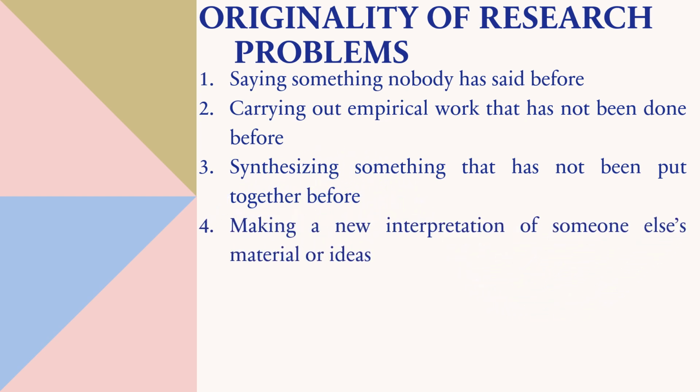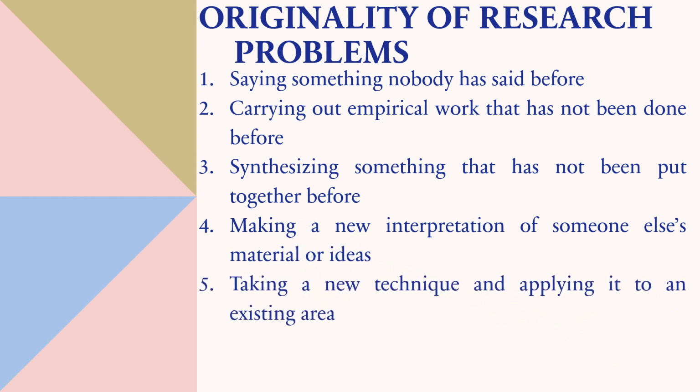Number four, making a new interpretation of someone else's material or ideas. You might have access to data that is not analyzed, or you might have access to research information that may have been interpreted by another person in a different way. But when you think through it, you are able to interpret it in your own way. And in that case, your research problem will be original.